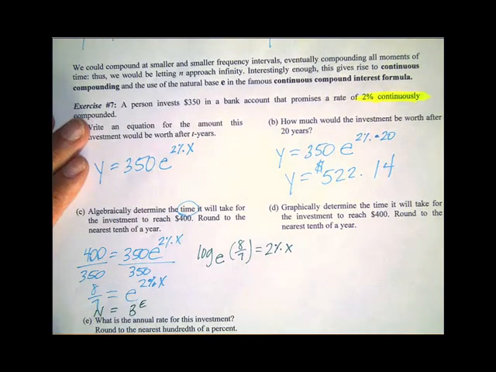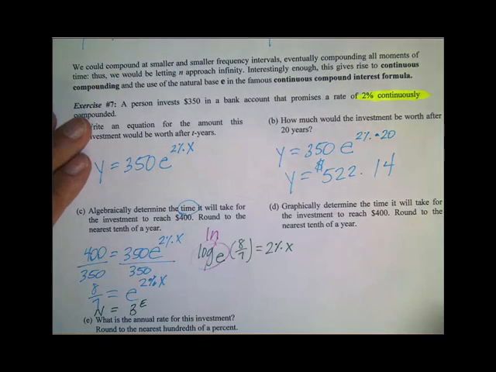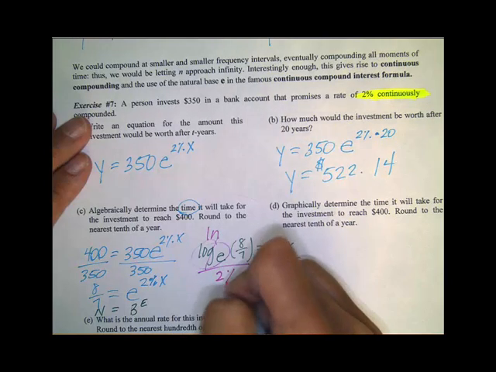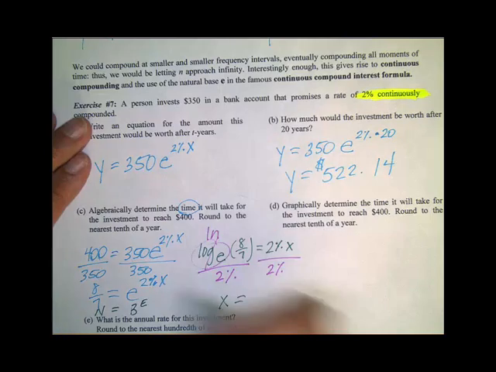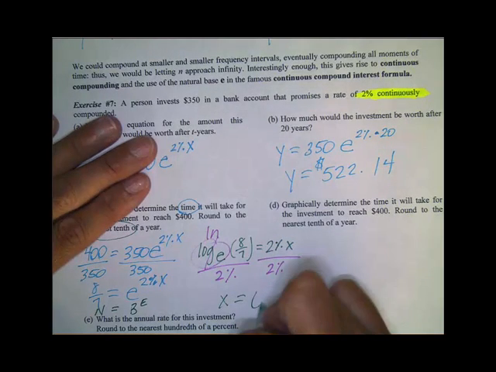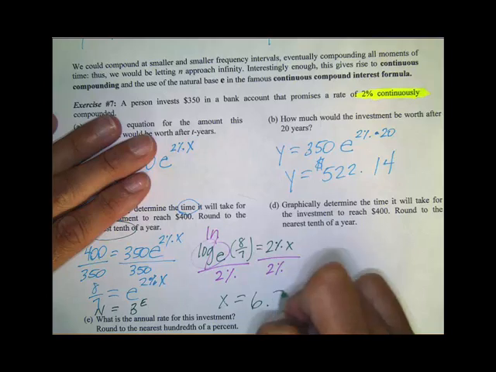Remember, this is ln, and I'm going to divide now by 2%. And I can plug it all in the calculator at once, or I can do it in steps. And it told me to round to the nearest tenth. Since they told me to round, I just write my answer. No during, no by. So 6.7.